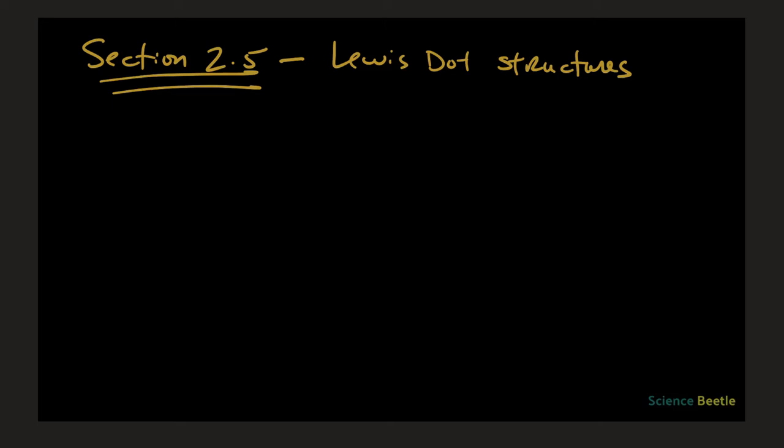All right, so let's go ahead and continue here. We're on section 2.5. This section deals specifically with the Lewis dot structures. And so Lewis dot structures is not a very complicated thing overall. We've been doing this for a while, but you still need to know the process overall.